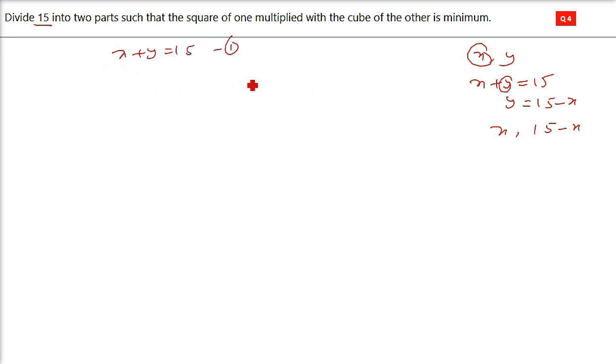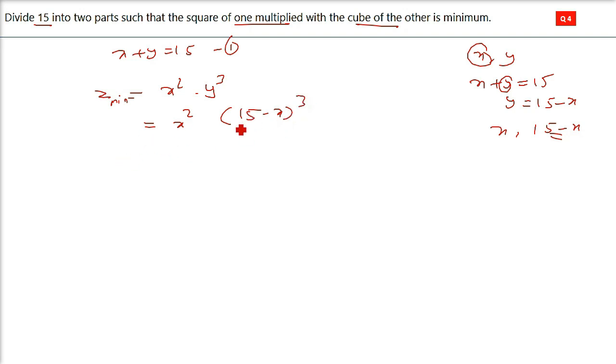This is the first expression, always, because x plus y is 15. That is how we came up with x and 15 minus x. The second one is the square of the first, x square, and the cube of the other. What is the cube of the other? It's y cube only. No minus, it's just multiplication, because they are saying square of one multiplied with the cube of the other, x square y cube. And now I am replacing y by actual 15 minus x, which we have already talked about. 15 minus x whole cube.